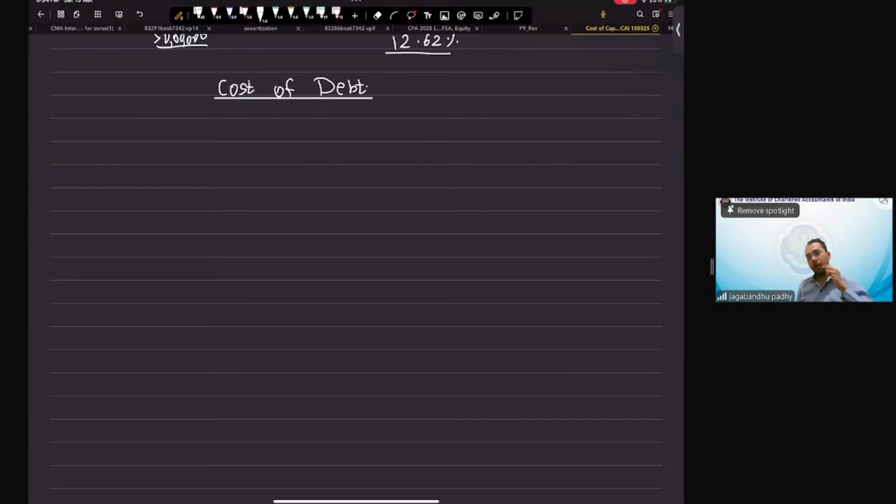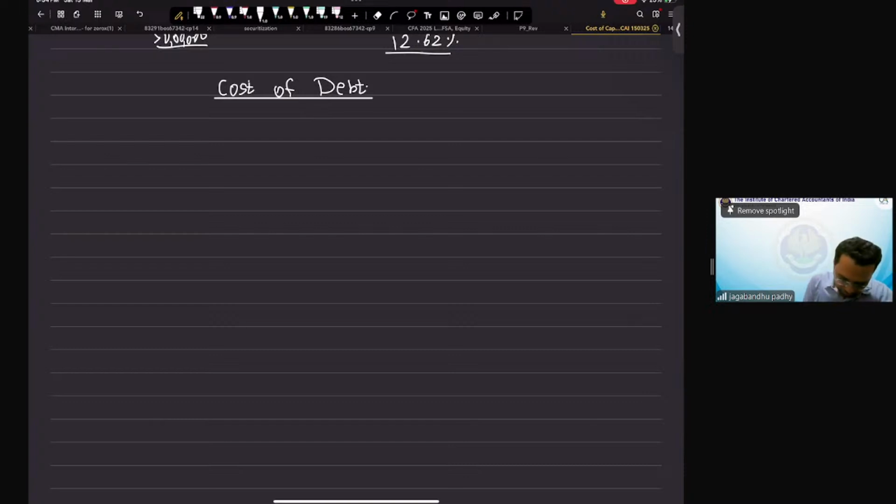Today's session, we are going to look at the various ways to calculate cost of debt and cost of preferential also. And then cost of equity, we'll be doing it in the next week's session. Okay. So cost of debt now. How do we go about calculating the cost of debt? Let's start it with a very basic thing.